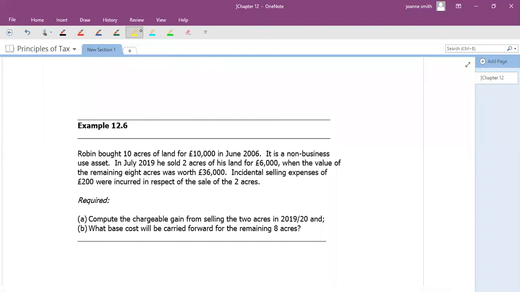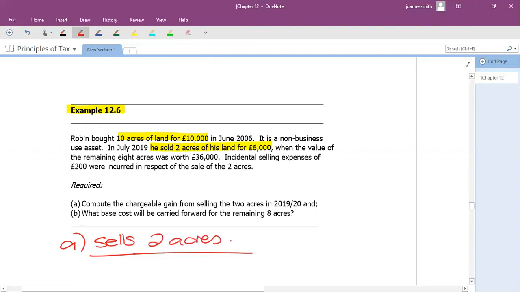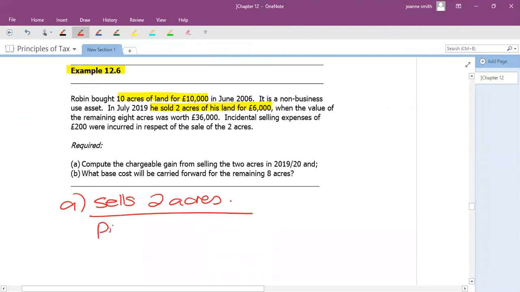So let's see how this works with an example. Robin buys 10 acres of land for £10,000. It's a non-business use asset and he sells 2 acres for £6,000. So the first thing we're going to do is write down the proceeds. That's what he gets for his money. Okay, and we want to deduct a cost.